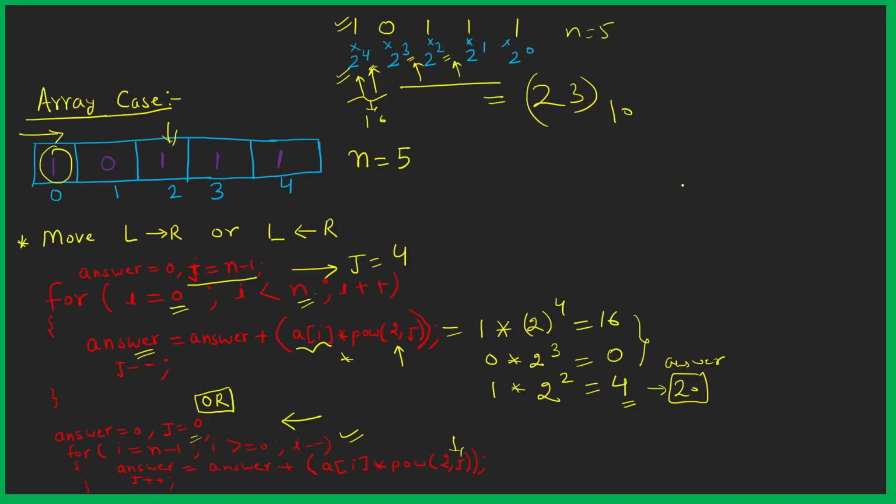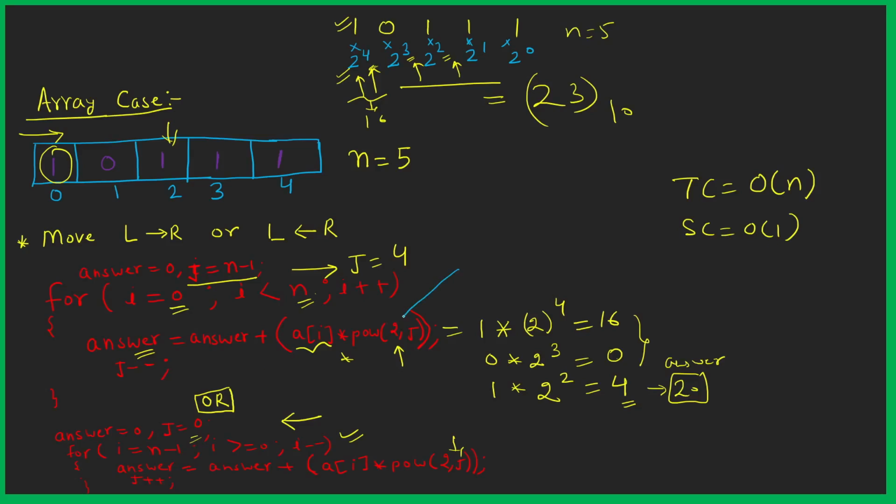So if we see what is the time complexity in this array case, so time complexity will be O(n), because we are traversing the array in O(n) time, that is we are linearly traversing. And what will be the space complexity? It will be O(1), because answer will take constant space and there is no extra space we have taken. So space complexity will be constant space.